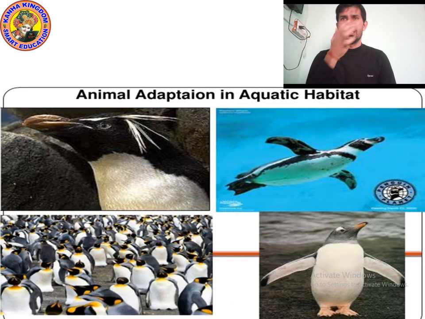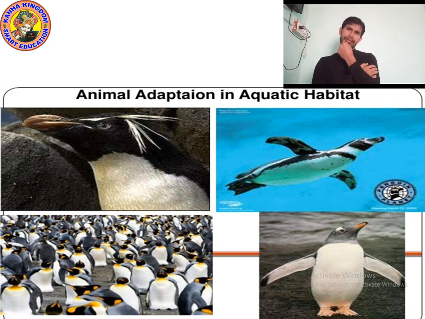Okay, so as you can see, the picture of a penguin and a turtle. Penguin is found in the polar region, and they have a white body.